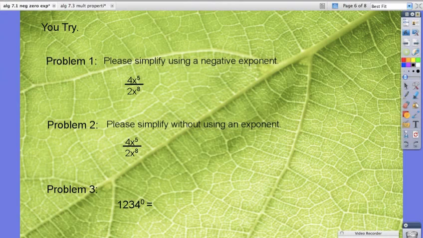Now it's your turn. Try these 3 problems, write them down in your notes, and I'll see you guys tomorrow.